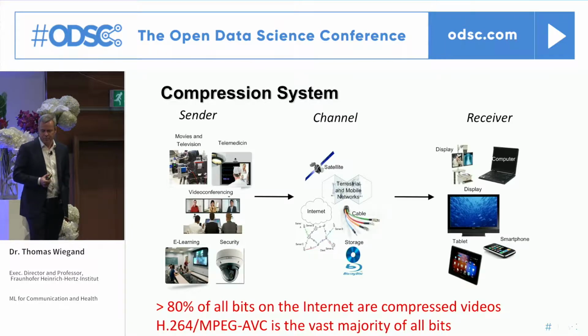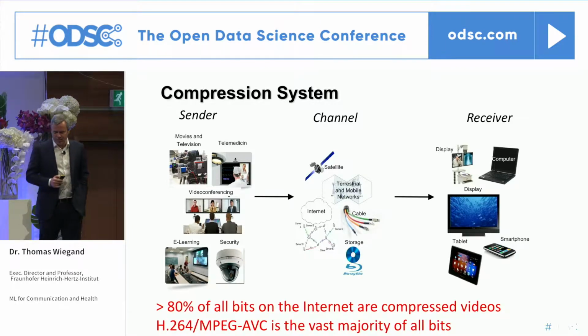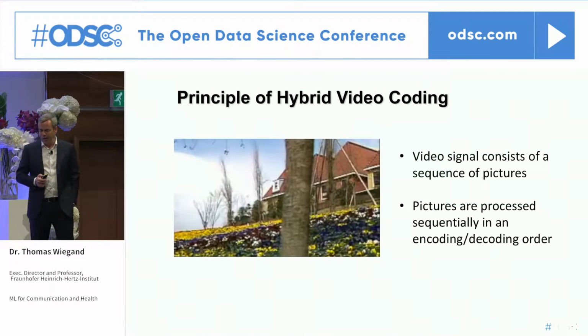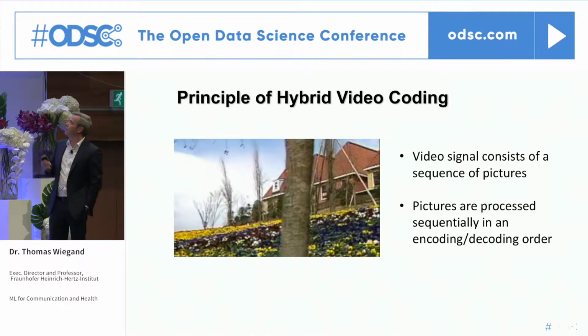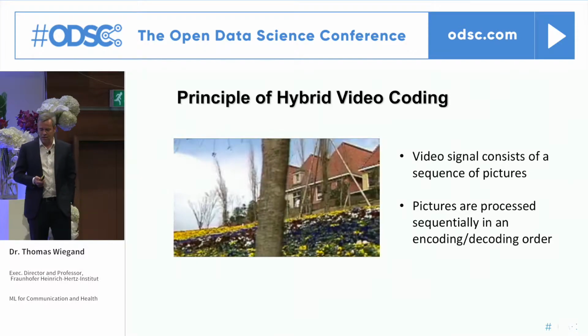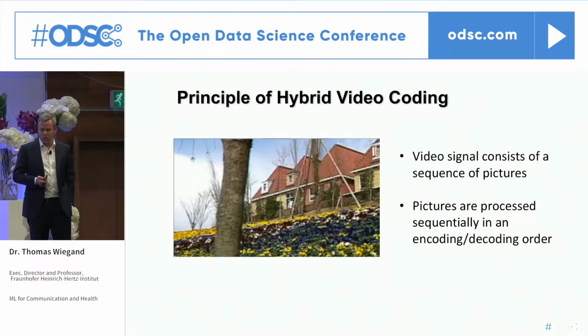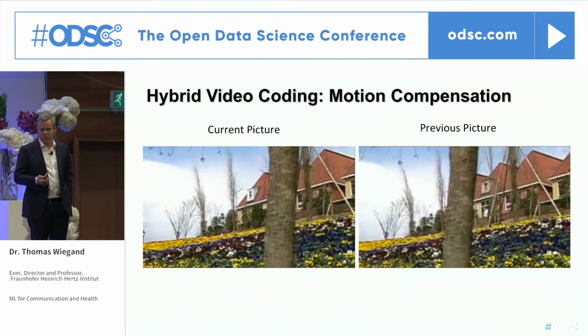And 80% of all the bits on the internet are compressed videos, and H.264 is the vast majority of this, and now H.265 is catching on. So the principle is that you have video signals, and they are a sequence of pictures.